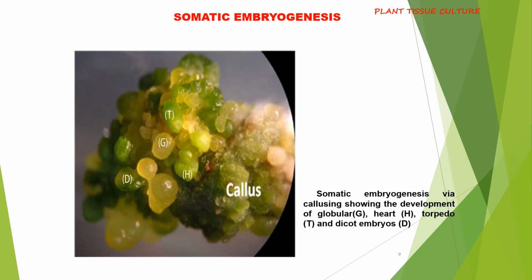The figure here shows indirect somatic embryogenesis. Here, various stages of development of somatic embryos can be seen, like the globular stage, the heart-shaped, the torpedo stage, and the dicot embryo.